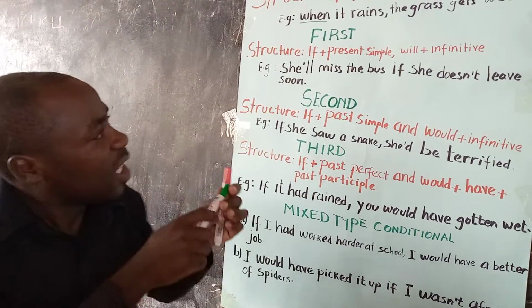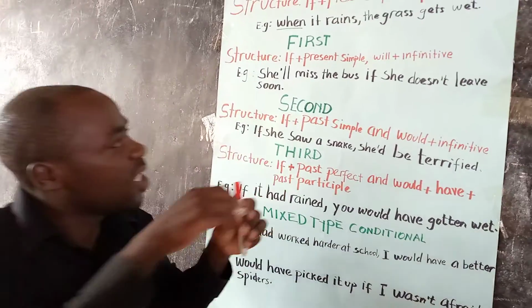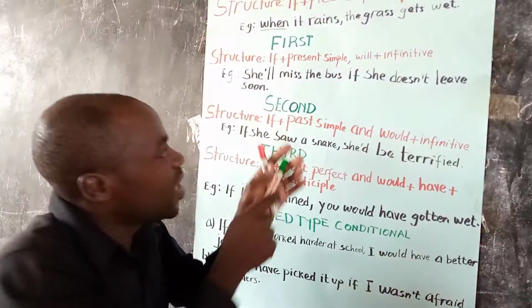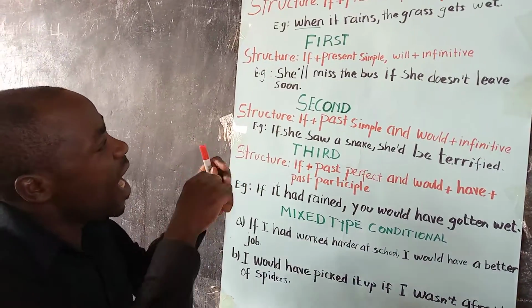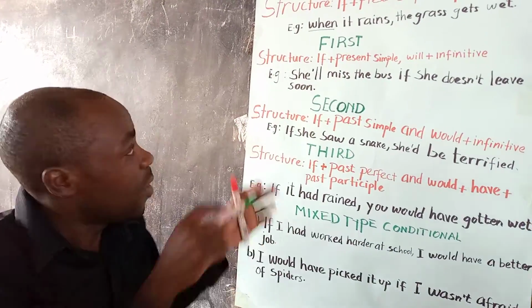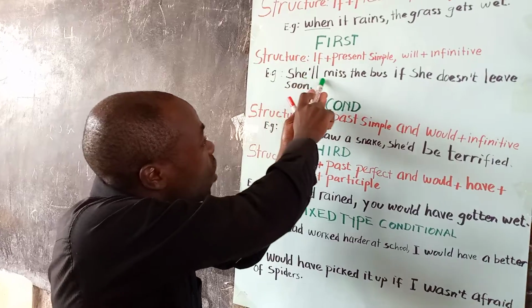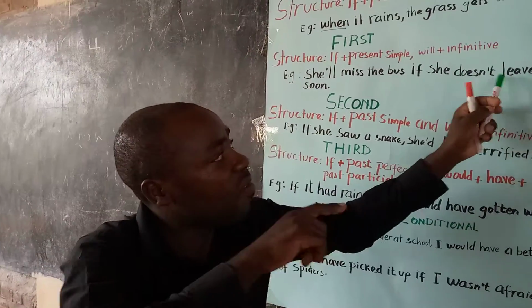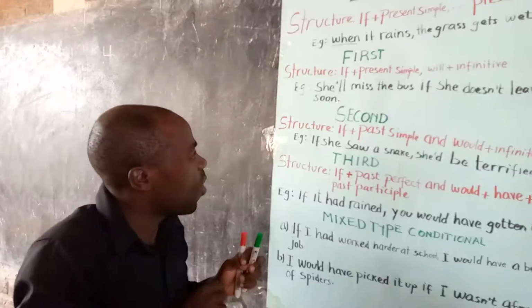So here, "if" is between two sentences. So we join these two sentences by using "if". Here, we don't put this comma, but this is future that change. This is the future. Here we have present simple.